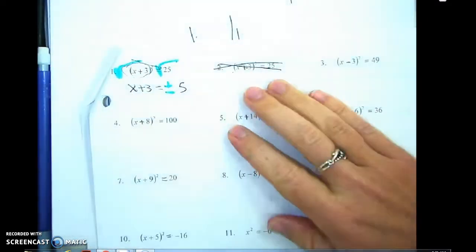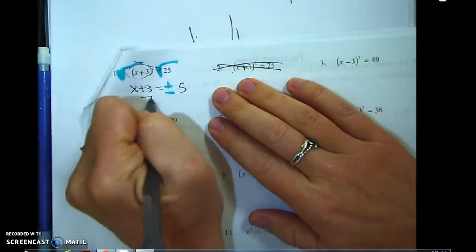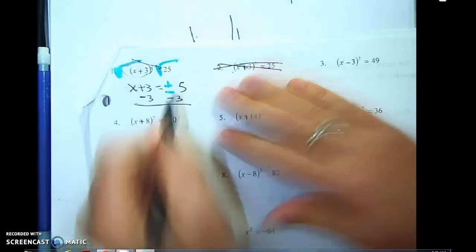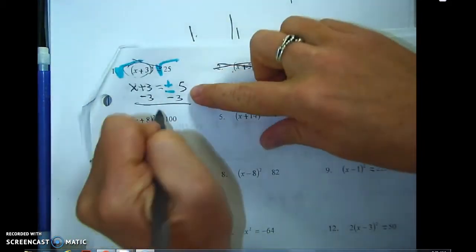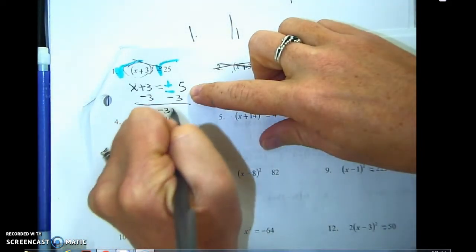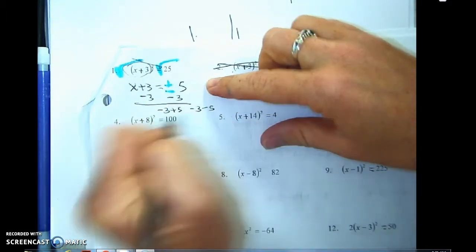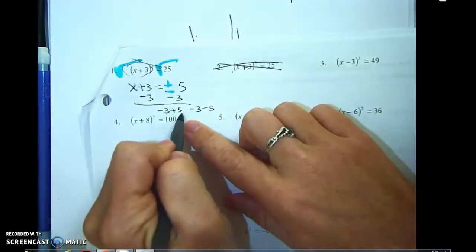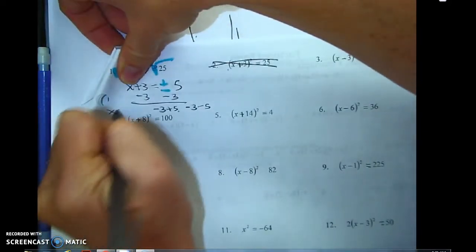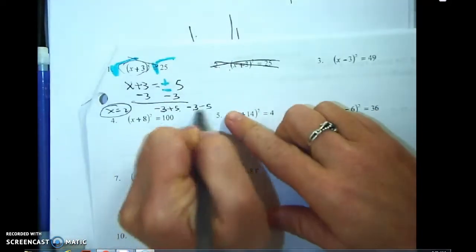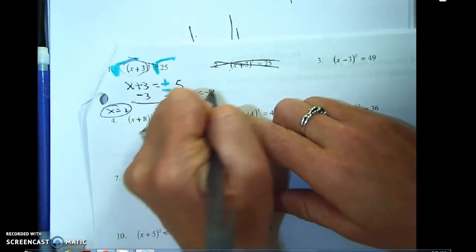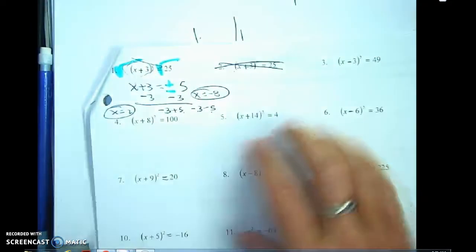Now here's where it's a little bit different. You subtract 3, but it's not plus or minus 8. The answers are negative 3 plus 5 or negative 3 minus 5. Negative 3 plus 5 is 2. That's one of the answers. Negative 3 minus 5 is negative 8. That's the other answer.